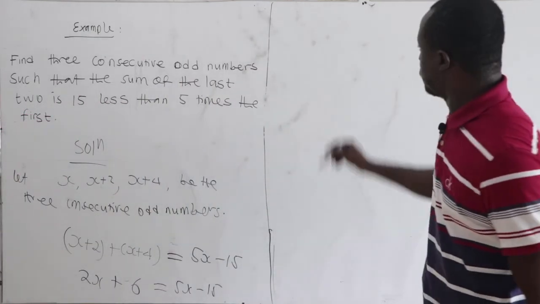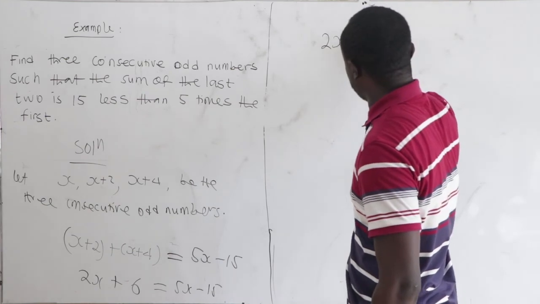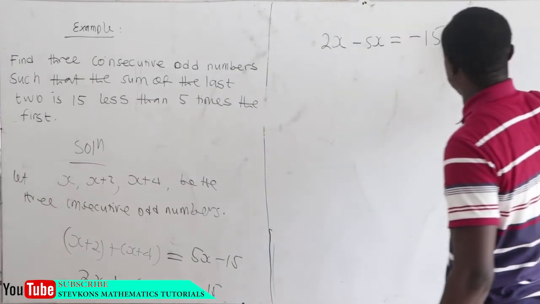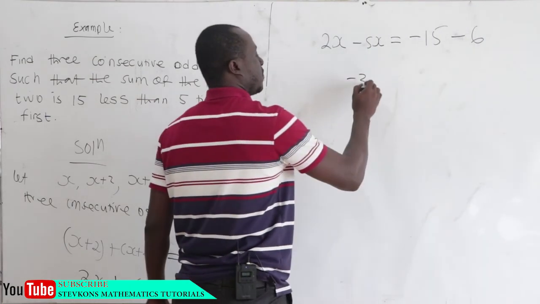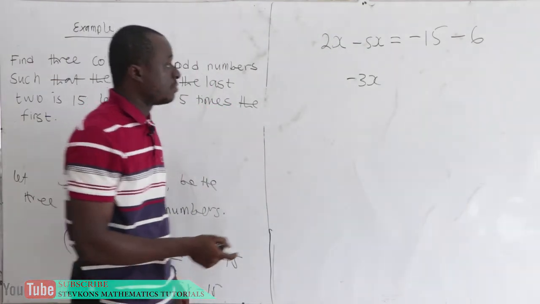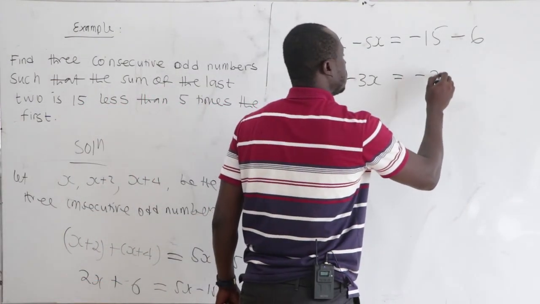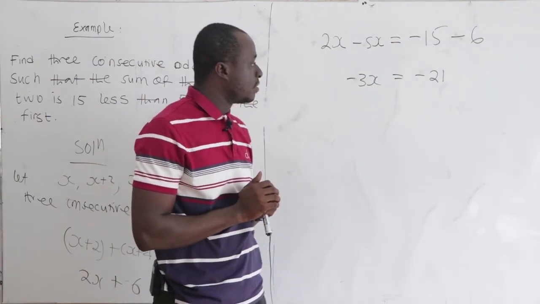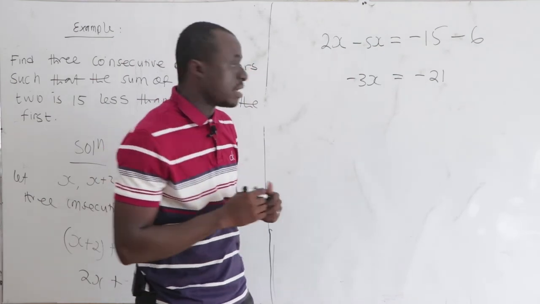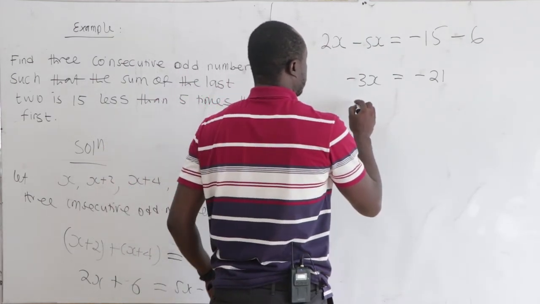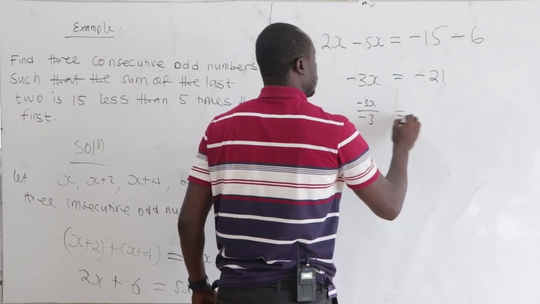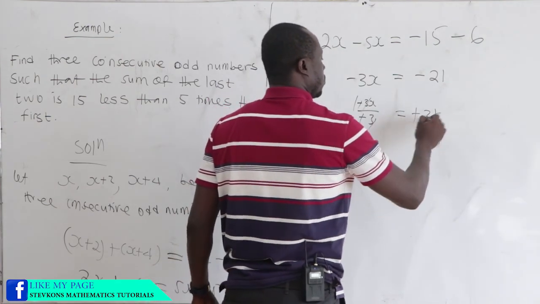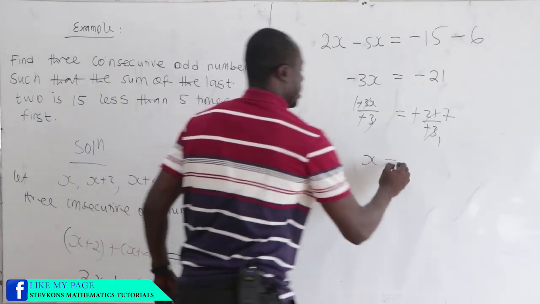From here, let's group like terms. So we have 2x minus 5x equal to negative 15, and this positive 6 crosses to negative 6. Now 2x minus 5x is negative 3x, equal to negative 15 minus 6, giving us negative 21. We want to find x, so we divide both sides by negative 3. This cancels out, and 3 into 21 is 7. So we have our x to be 7.